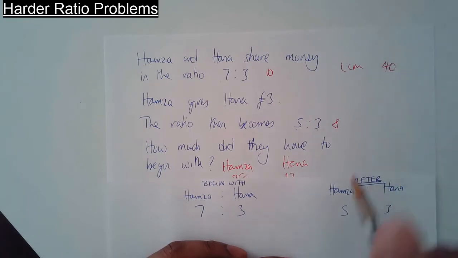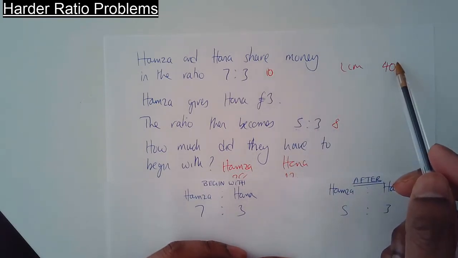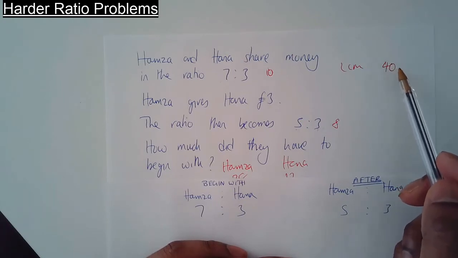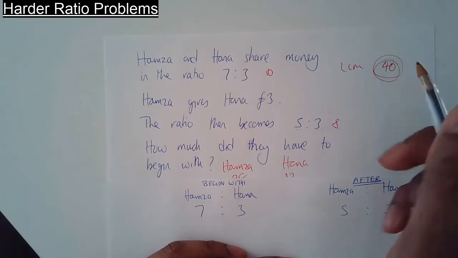It's 40. In other words, we're trying to find the smallest number that 10 and 8 go into. It's 40. So you can check. 40 is in the 8 times table. 40 is in the 10 times table. So we're going to use that 40 now.